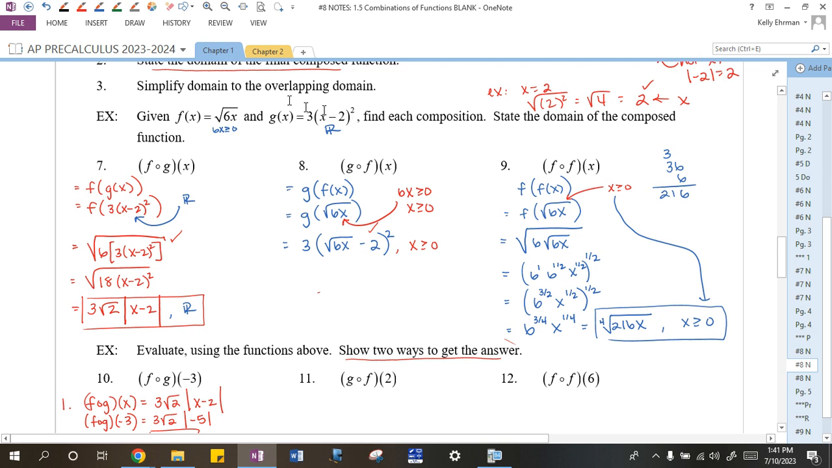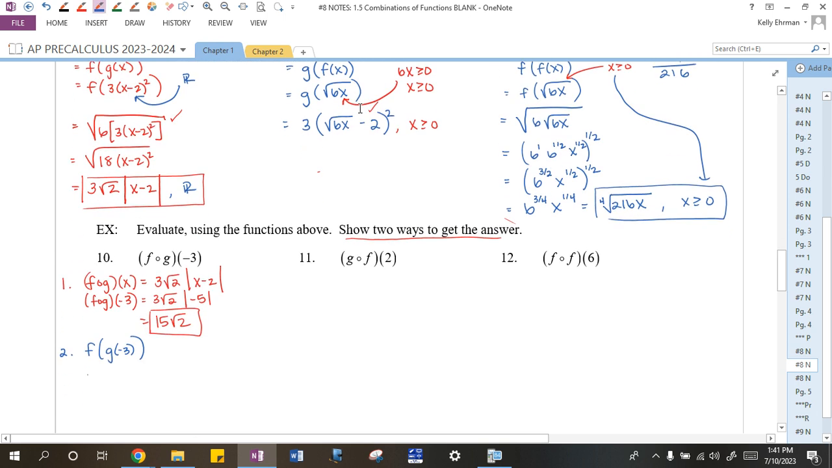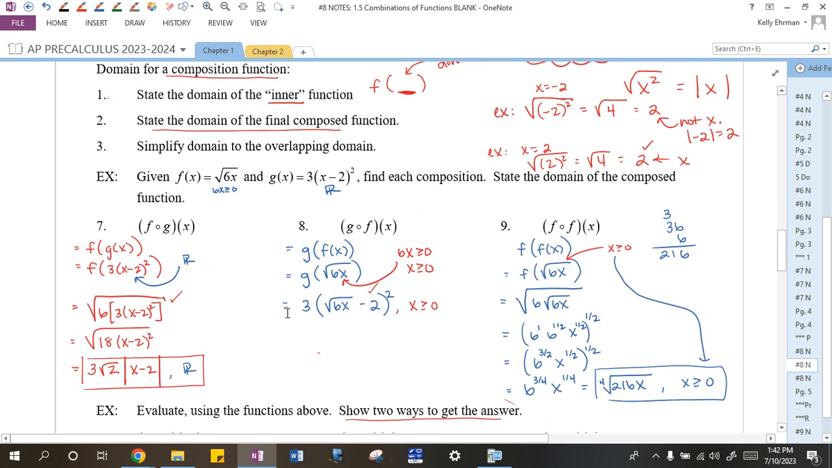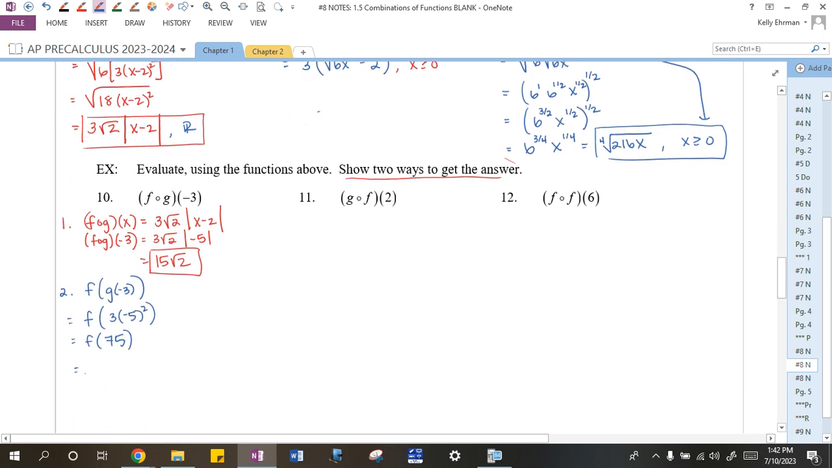So reminding myself what g was. 3 times x minus 2 squared. So 3 times x minus 2, -5 squared. So that's f of 3 times 25, f of 75. And then plug 75 into f of x. F of x is square root of 6x. Square root of 6 times 75.